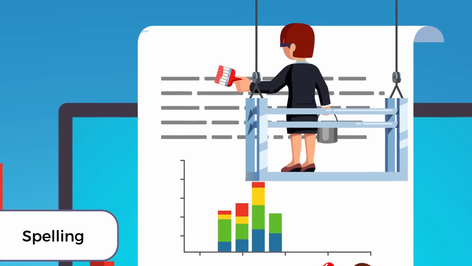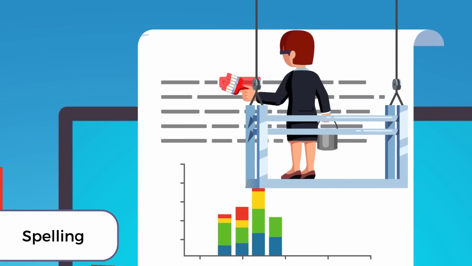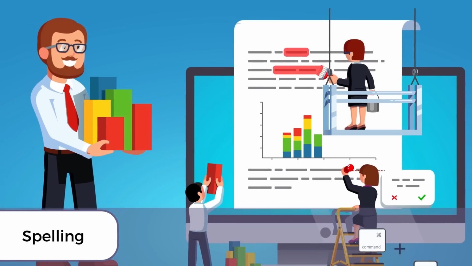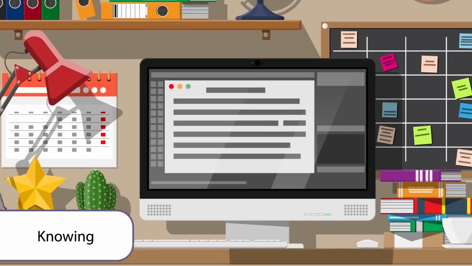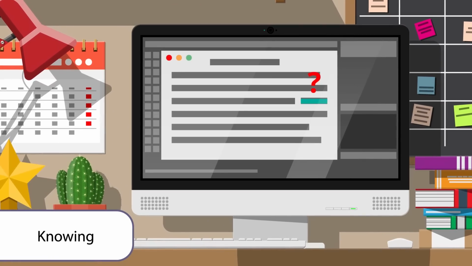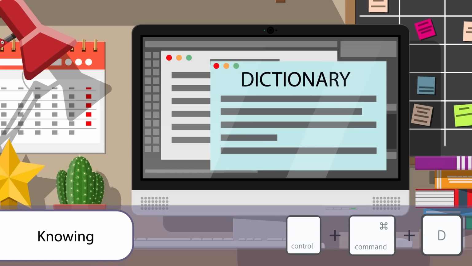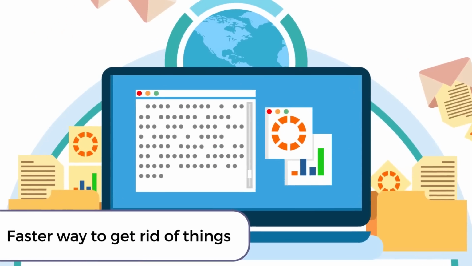Spelling. What if you quickly want to go through all your spelling mistakes in a document? You can quickly go through them all by pressing Command plus the semicolon key. Knowing. Want to know what a word means? Just select that word and then hit Control plus Command plus the letter D, and the meaning will be made known to you.